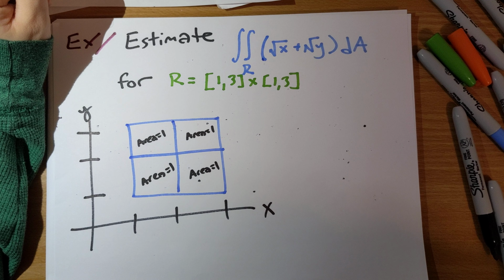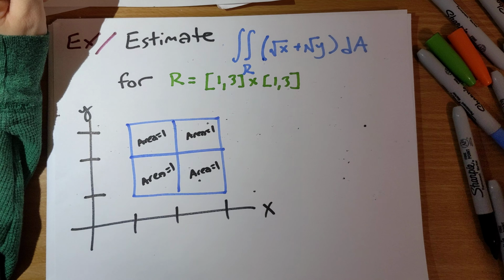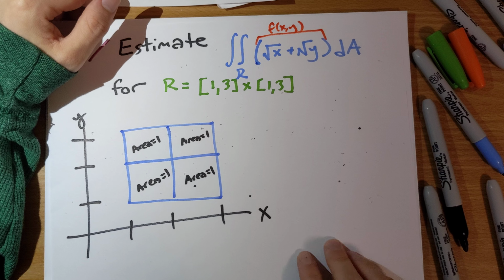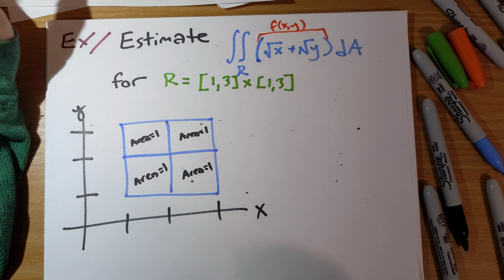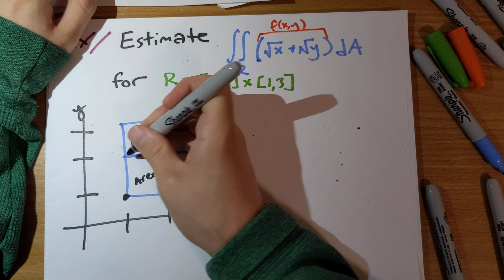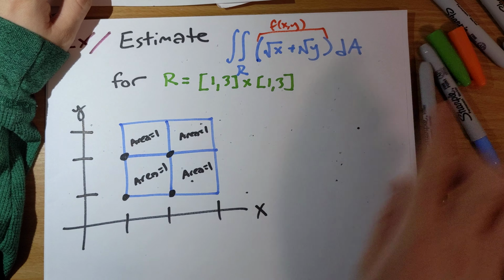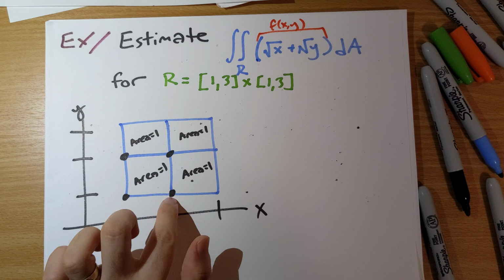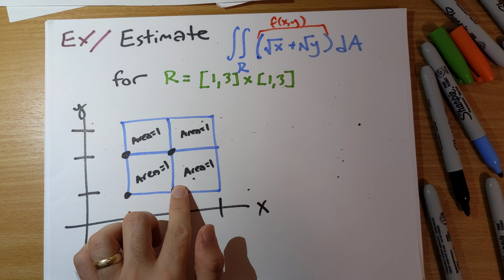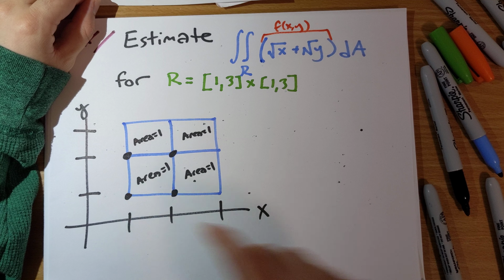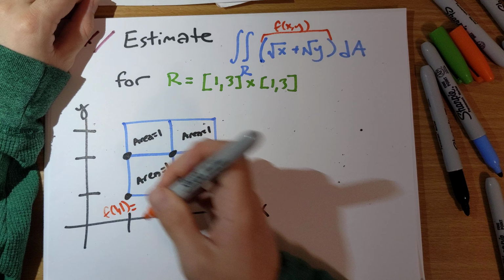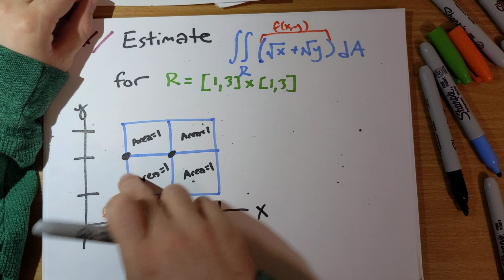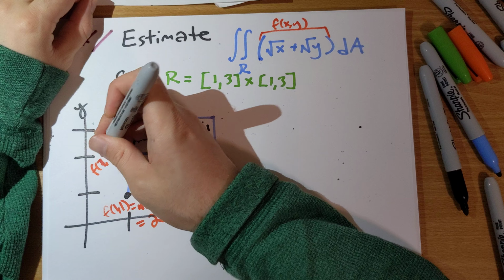And then we need to find an approximation for the function f of x, y, which is square root x plus square root y. Let's pick lower left-hand corners here. That was an arbitrary choice that I just made up on the spot. So for each one of these squares, we're going to approximate the function on the square with its value at the lower left-hand corner. So right here, f of 1, 1. f of 1, 1 is square root 1 plus square root 1, which is 1 plus 1, which is 2. Right here, this is f of 2. Oh, sorry, got that backwards.